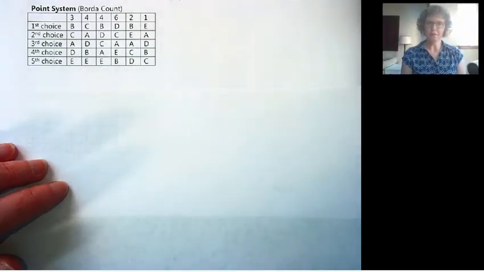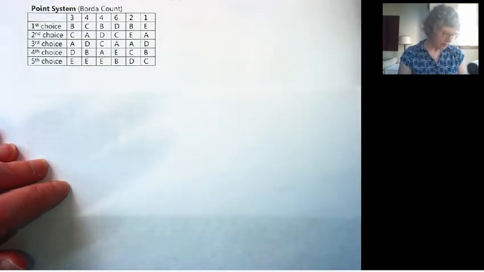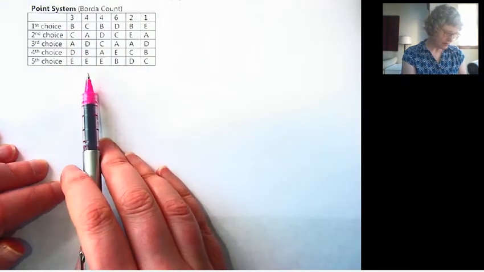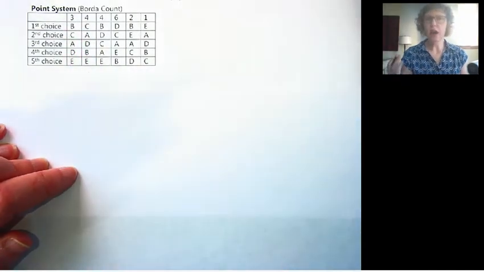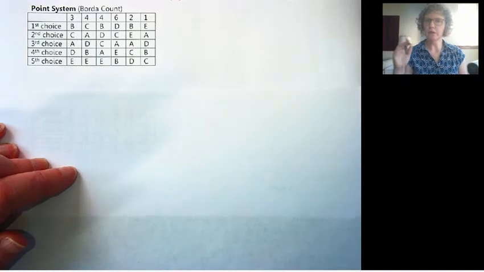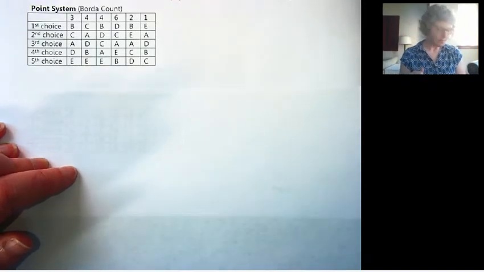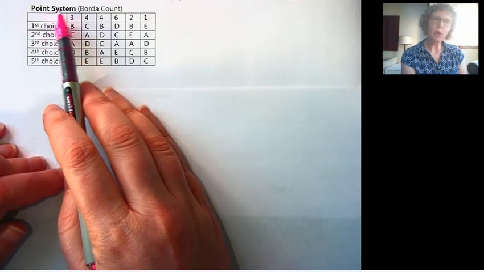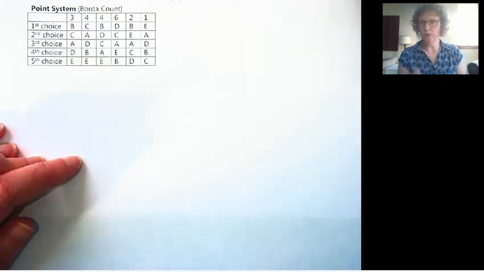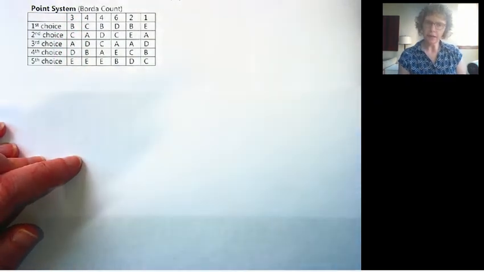Hi, this is another voting method called the point system or Borda count. It's another method that uses a ranked choice, and we take into consideration not only someone's first choice but their ranking of all the choices. So we're going to award points based on how high or low someone is in the rankings.